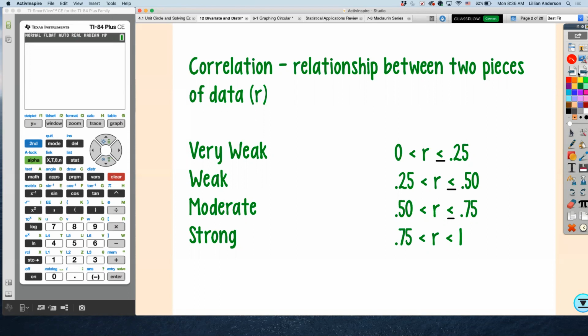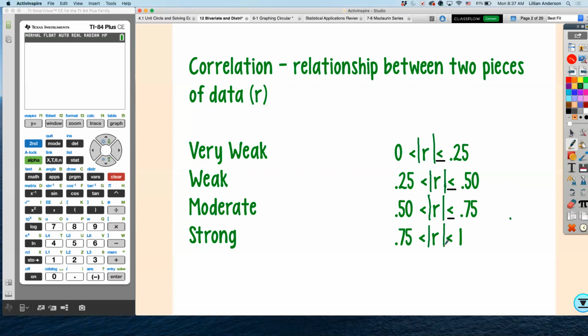If the absolute value of R was in between 0 and 0.25, that meant that the correlation was very weak. If the absolute value of R was in between 0.25 and 0.5, it was considered a weak correlation. 0.5 and 0.75, moderate, and 0.75 and 1, it was strong. Of course, if it equaled 1, that meant that it was a perfect correlation. And if it was 0, there is no correlation.